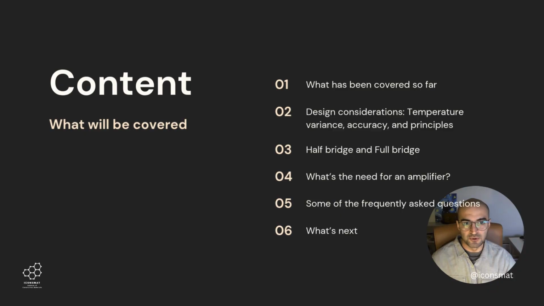Firstly, we go back to what has been covered in the previous episode. Then we will narrate on the design considerations, especially on temperature variance and its effect on our load cell accuracy, and some of the Wheatstone bridge principles. Then we will say what a half bridge and a full bridge Wheatstone bridge are. In the fourth part of this video series, we also talk about the need for an amplifier, and we will also answer some of your frequently asked questions in part 5 and plan out the next video in the last part.